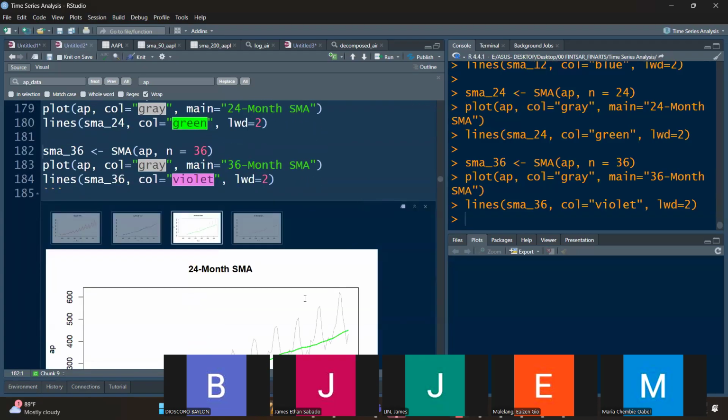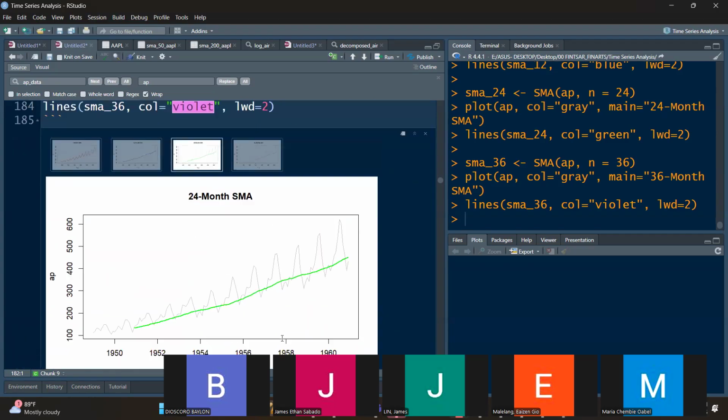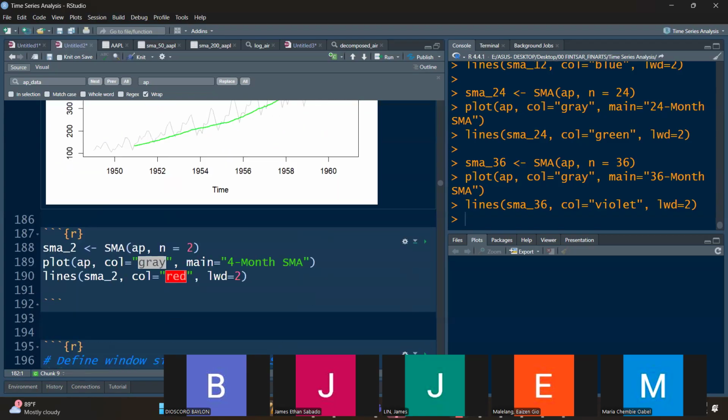May I have a confirmation, class, if this is clear to you? This is important because this will be part of your case. You have to know how to get the simple moving average, etc., and then you're going to compare among the models which is the better performing one. Of course, I suspect that SMA will always have a high RMSE.